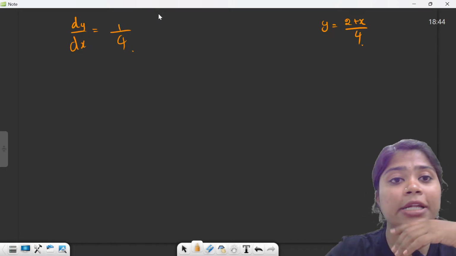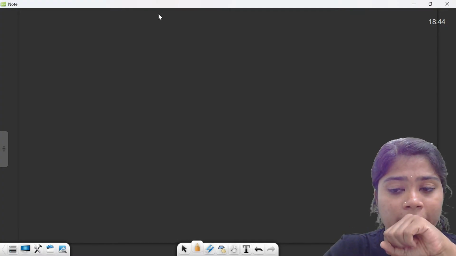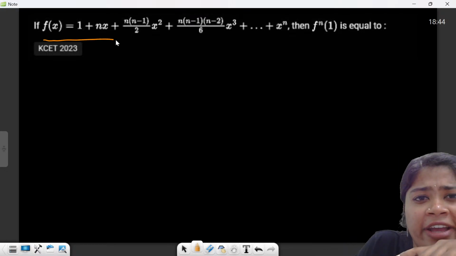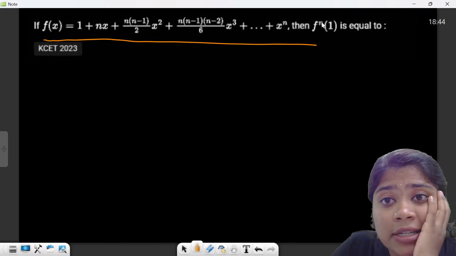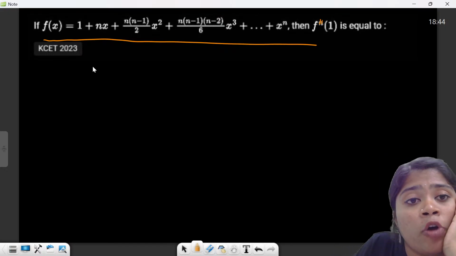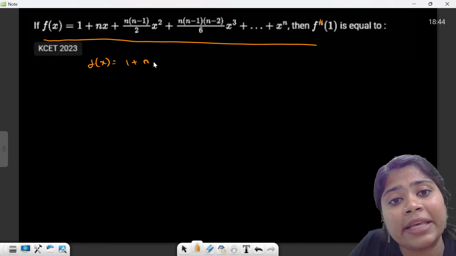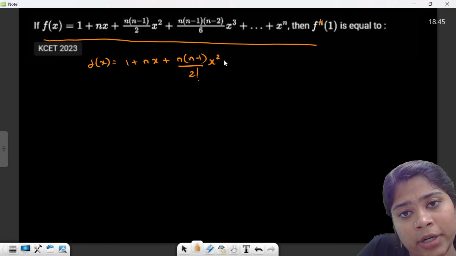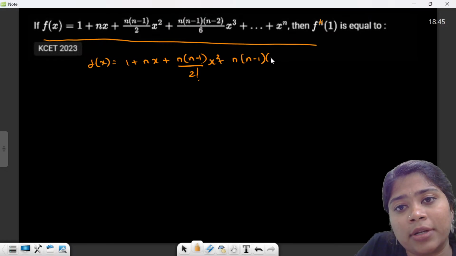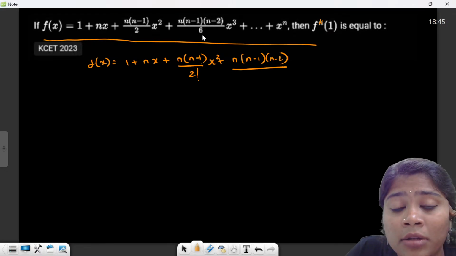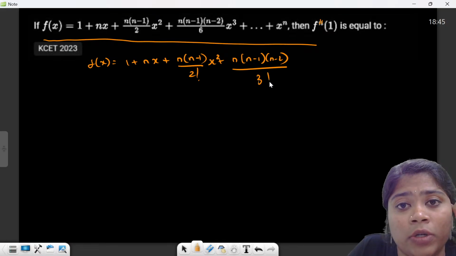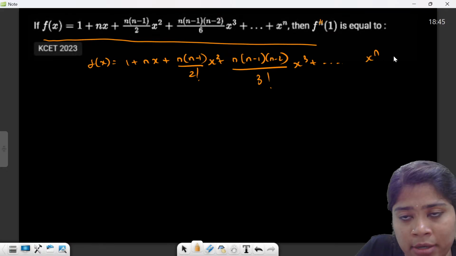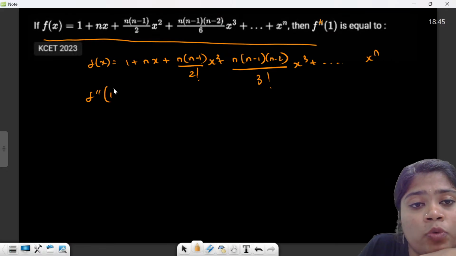Okay, guys. So let's solve the next PYQ. So here is a PYQ. Look, this may look very big, but this is f double dash actually. f of x is given as 1 plus n into x plus n into n minus 1 by 2 factorial x squared plus n into n minus 1 into n minus 2 by 3 factorial x to the power 3. It looks like a binomial expression, right? It goes like this till it reaches x power n. So we want to find f double dash of 1.